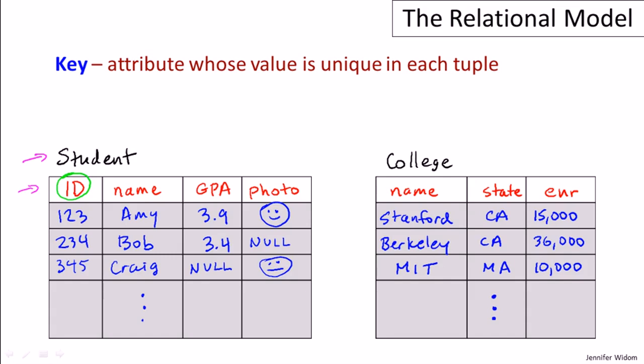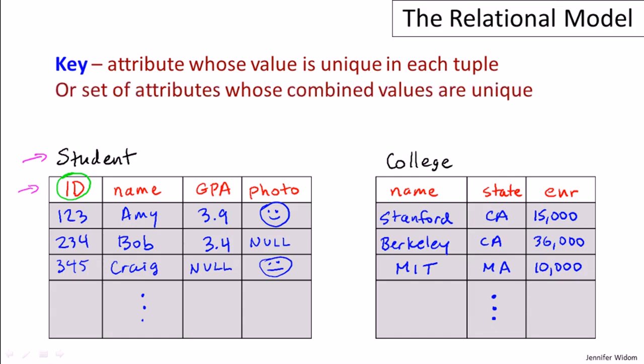Thinking about the college relation, it's a little less clear. We might be tempted to say that the name of the college is a key, but actually college names probably are not unique across the country. There are probably several colleges named Washington College, for example. But we're allowed to have sets of attributes that are unique, and that makes sense in the college relation. Most likely the combination of the name and state of a college is unique, and that's what we would identify as the key for the college relation.